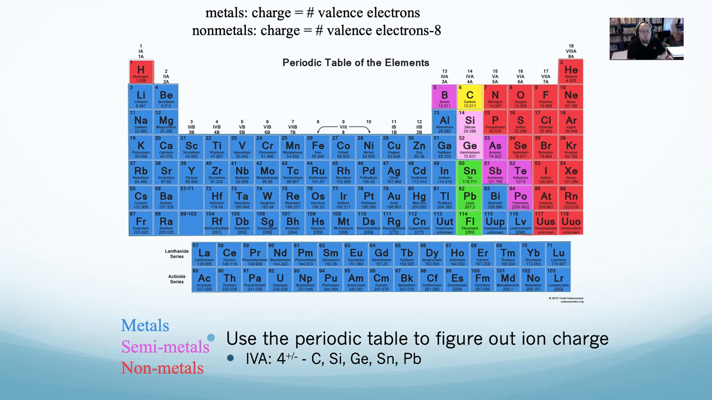Now 4A starts getting weird because there's some metals in 4A and there's some non-metals in 4A. You notice also I'm not highlighting the semi-metals. The semi-metals get a little weird. They can kind of go either way. We're not going to get into them too much.